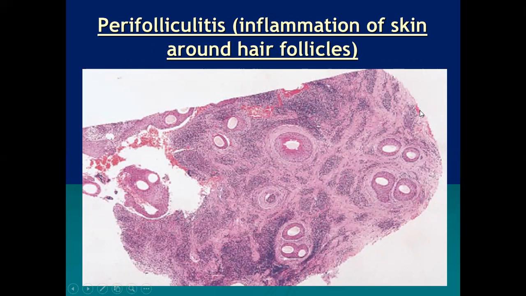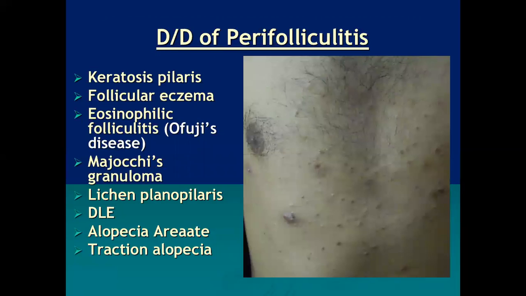Perifolliculitis. Perifolliculitis means inflammation surrounding the hair follicle. And perifolliculitis is characteristically seen in various different conditions, like keratosis pilaris, follicular eczema, eosinophilic folliculitis of Ofuji, Majocchi's granuloma, lichen planopilaris, discoid lupus erythematosus, alopecia areata, and traction alopecia. So one of the findings of all these clinical conditions is the presence of perifollicular infiltrate.